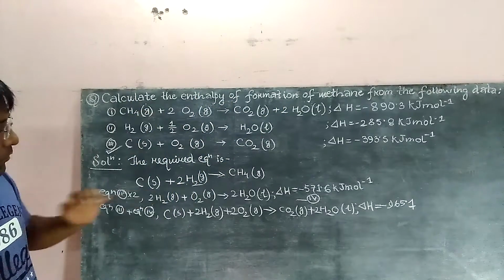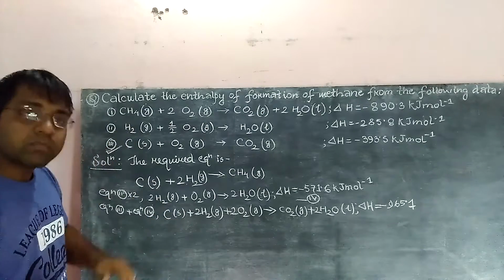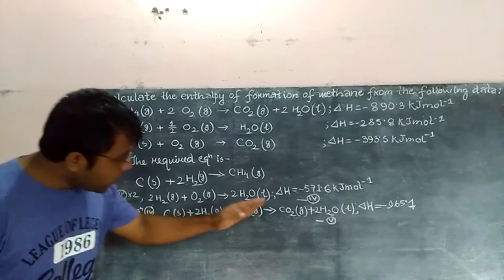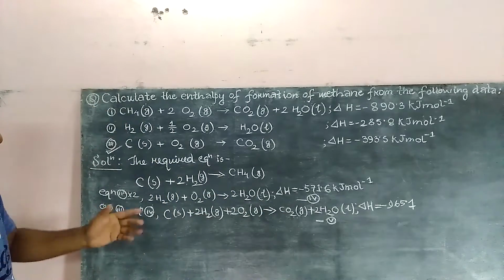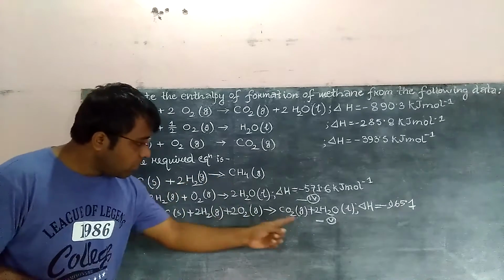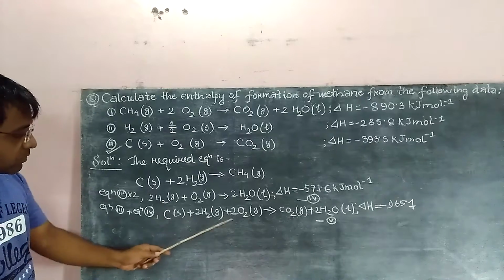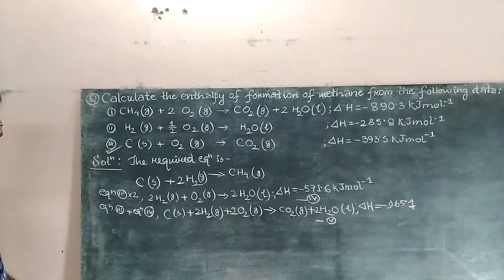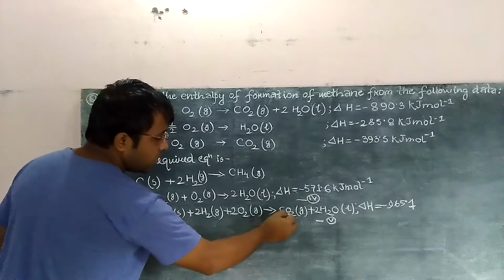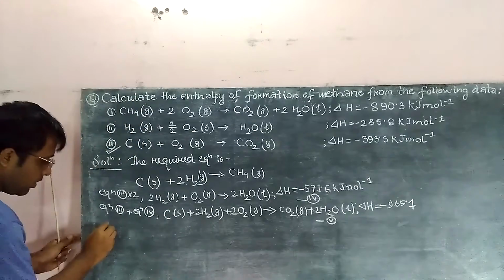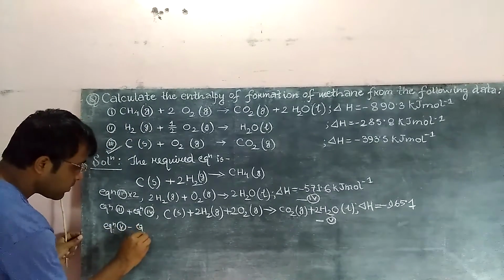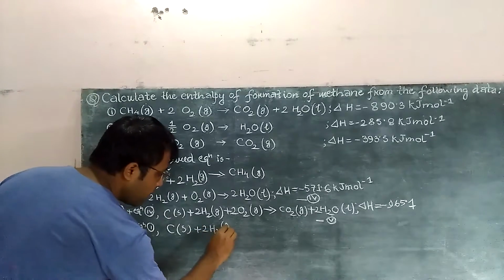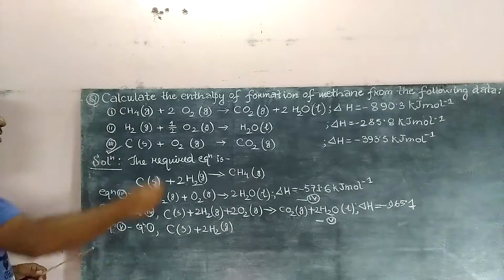That can be done if we subtract this equation from this equation. What I mean to say, if we say that this is equation number 5, so if you do equation 5 minus equation 1, definitely we'll be getting this equation, isn't it? Equation number 5 is this one, C plus 2H2 plus 2O2, which gives us CO2 plus 2H2O. So if we subtract this equation from here, 2O2, 2O2 will be cancelled out, CO2 and 2H2O will also be cancelled out, isn't it? So what will we be getting? Equation 5 minus equation 1, which will give us C plus 2H2. These terms will be cancelled out because we are subtracting equation number 1.